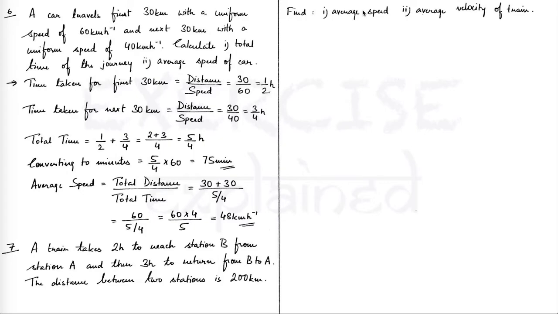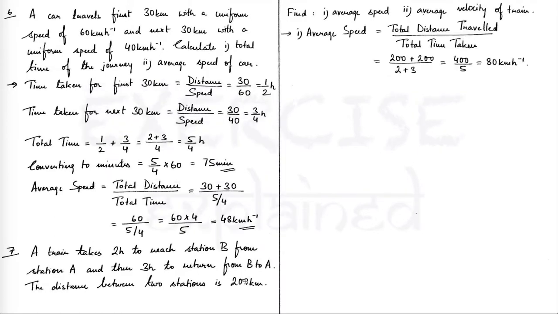So the distance will definitely remain the same because the path covered will be the same. So the going distance is also 200, coming back distance is also 200. So for finding average speed, we can use the formula total distance traveled divided by total time taken. That gives me 200 plus 200, and total time taken gives me 2 plus 3. So we get it as 400 by 5. So that gives me 80 kilometers per hour. So average speed is 80 kilometers per hour.